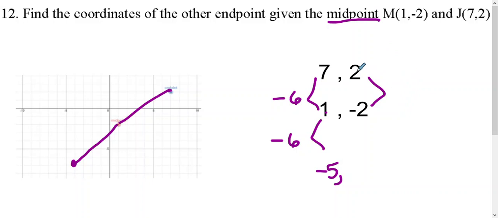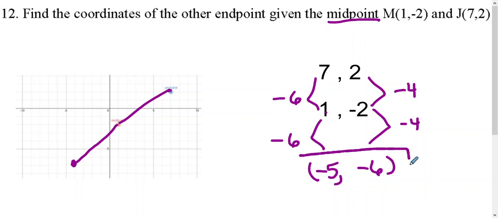And if we look at the y's, to get from 2 to -2, we had to subtract 4. We're going to do the same pattern again, subtracting 4, and -2 subtracting 4 will give me -6. So our new endpoint is going to be the same pattern applied.